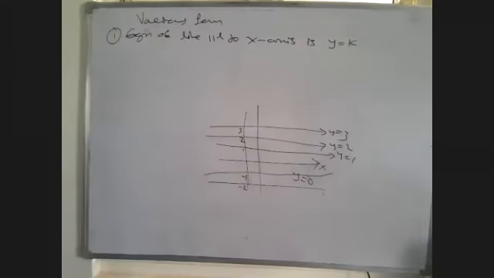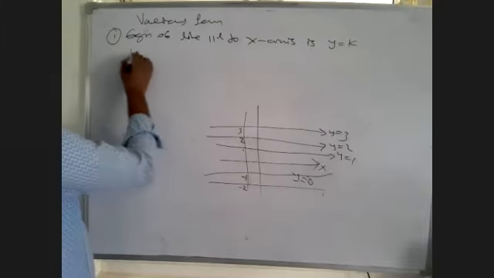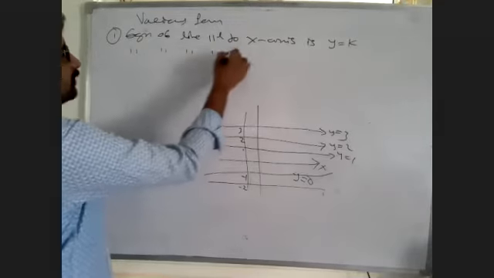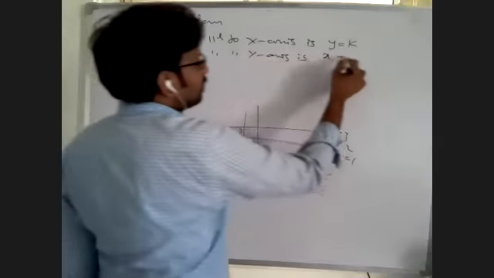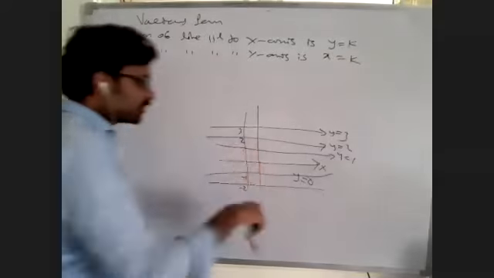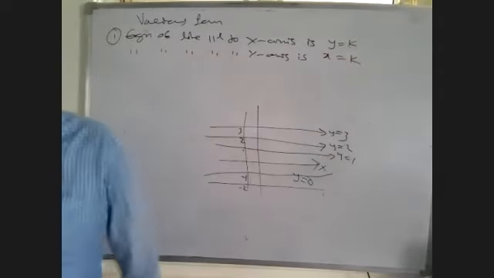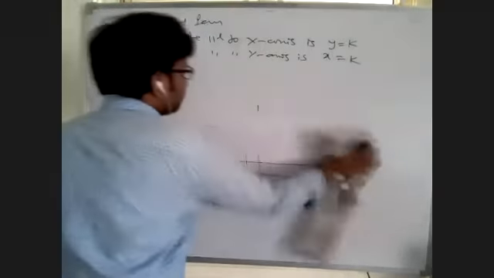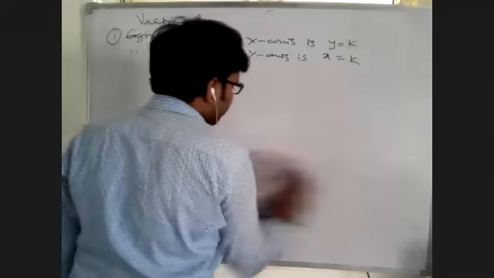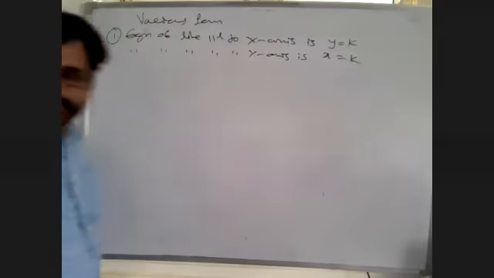Similarly, the equation of a line parallel to y-axis is x equal to k. That is x equal to 1, x equal to 2, x equal to minus 1, x equal to minus 2. Like that, you will get x equal to some constant.